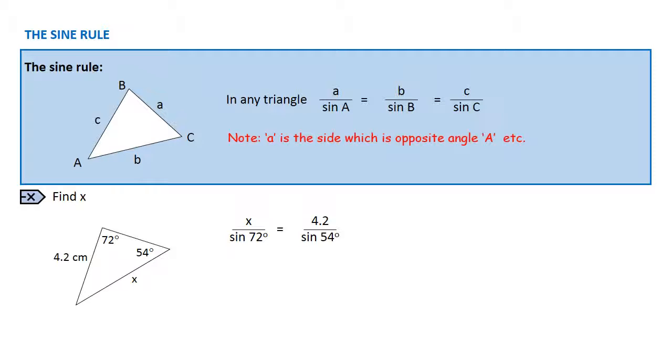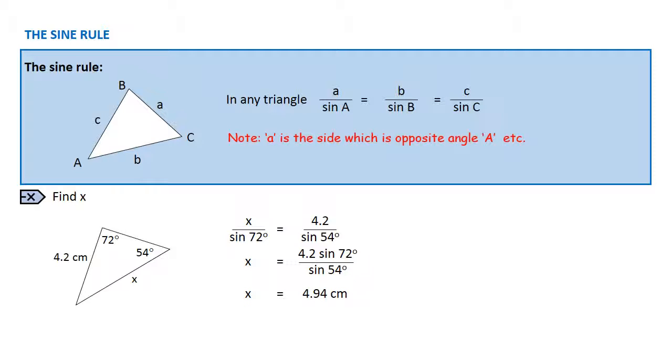In this case, we've got x divided by the sine of 72, and we want to get rid of that sine 72 on the bottom. So we're going to do the opposite of dividing by the sine of 72, which is multiplying both sides by the sine of 72. We'll get an expression for x, which we can evaluate on our calculator to find the answer. A couple of other points.